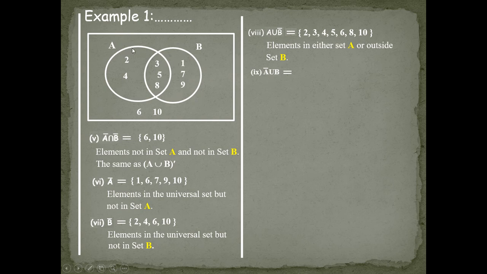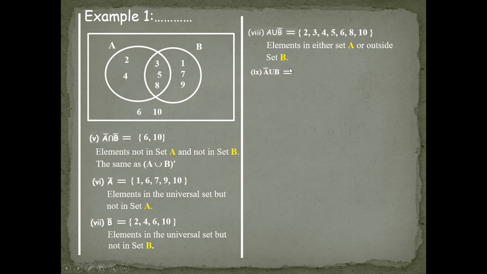First shade outside set A, the whole region outside set A. You shade the whole of it with your pencil. Then you come and shade set B. Now take the entire region that is shaded, since we are dealing with the union.